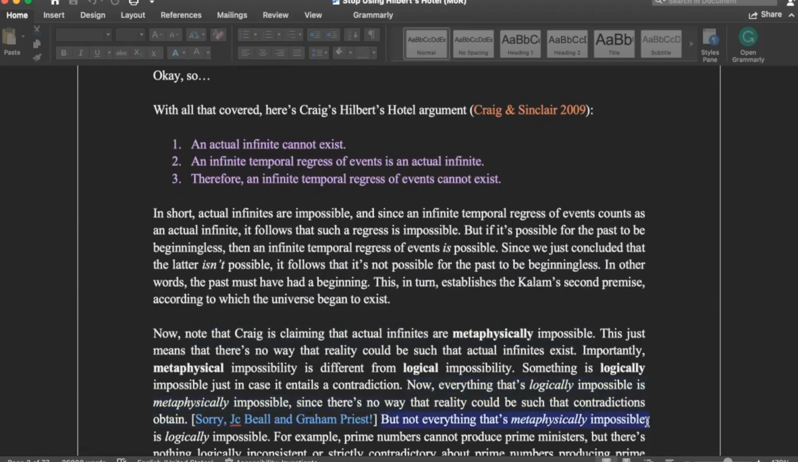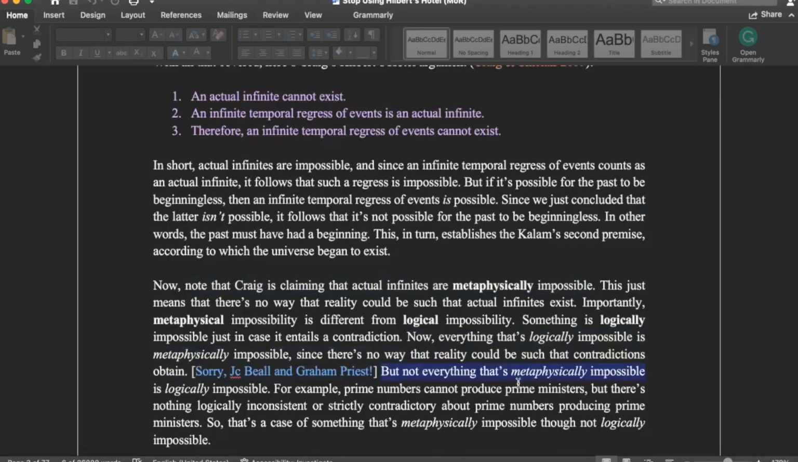But not everything that's metaphysically impossible is logically impossible. That is, there are some things which are metaphysically impossible, but yet they are logically possible. They're not strictly speaking contradictory. They don't take the form of P and not P, or entail anything of the form P and not P, just by dint of their logical structure. But nevertheless, they genuinely cannot obtain. They cannot obtain in reality.